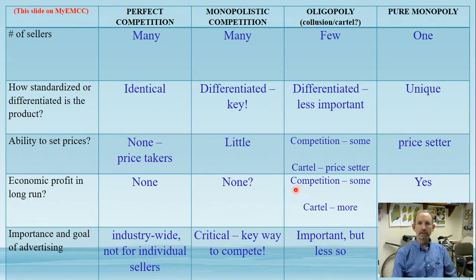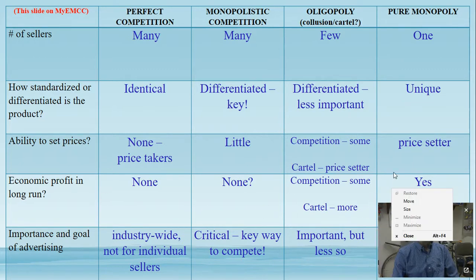Split again over here. In an oligopoly market where businesses are competing, every business can probably make some economic profit, a little more than in monopolistic competition. In a cartel, they're certainly going to be able to make more because they work as one. They work like a monopoly. Monopoly, as you see over here, can, yes, make economic profit.